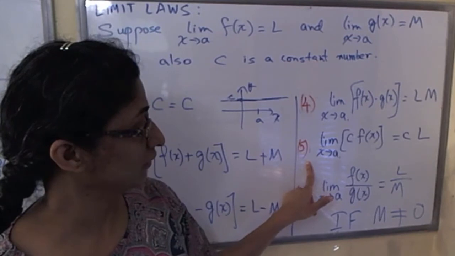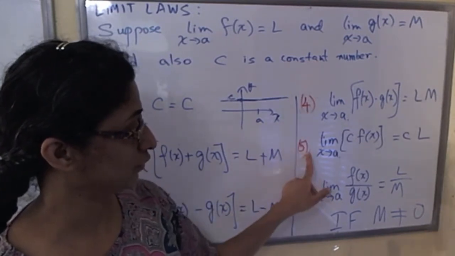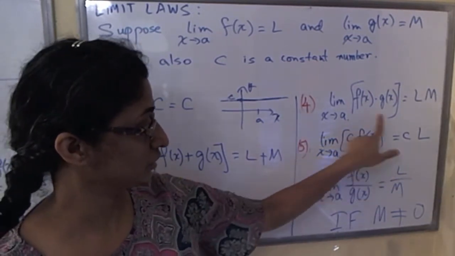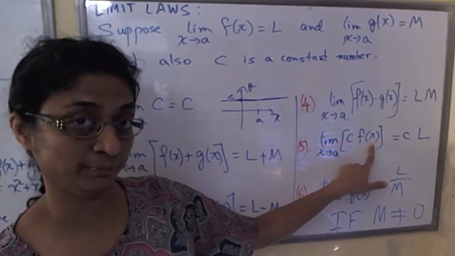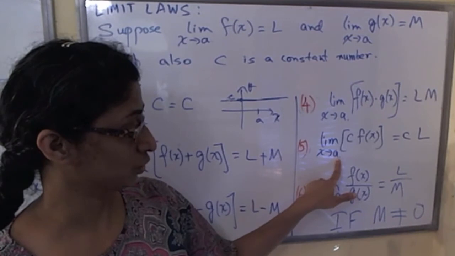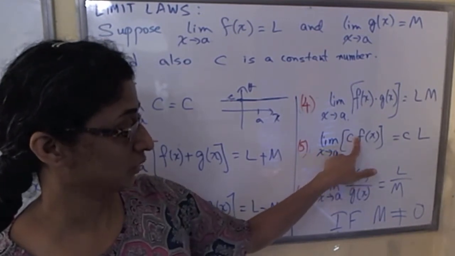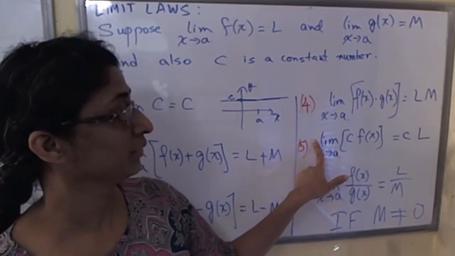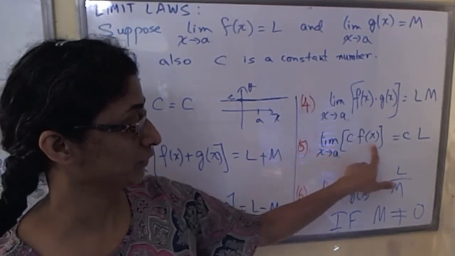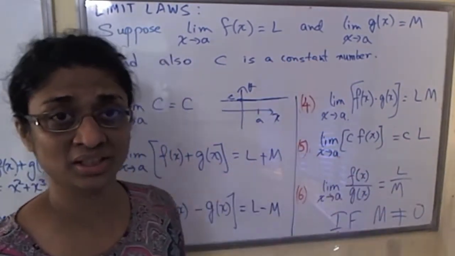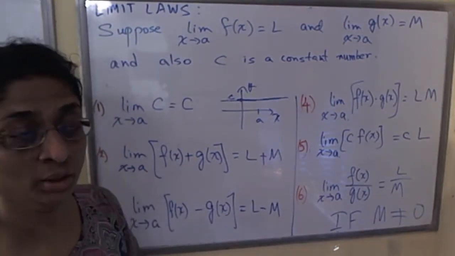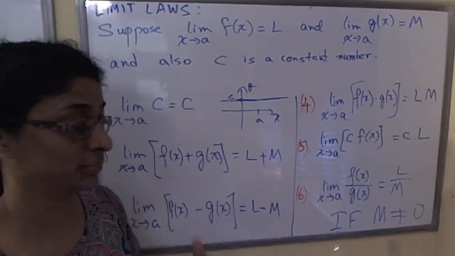And here number 5, you can think of it as a special case of 4. So if you ever find yourself in this situation, the limit of a constant number times a function as x approaches a, it's almost like you can pull the constant out of the limit, and the limit of f of x as x approaches a is L, and so that's how you get c times L. So again, this is only an informal way of explaining these, so you'll remember them.